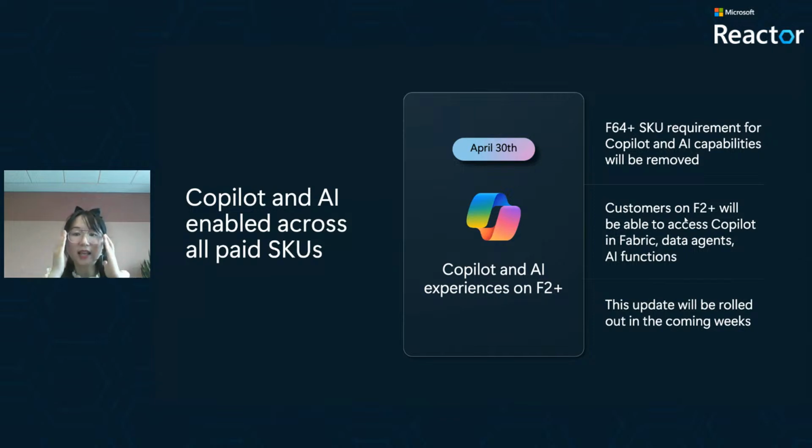We also see a big increase in usage after we changed the capacity requirement. This change happened after April 13th. Currently, if your Fabric capacity is F2 or bigger, then you can use the Copilot feature.